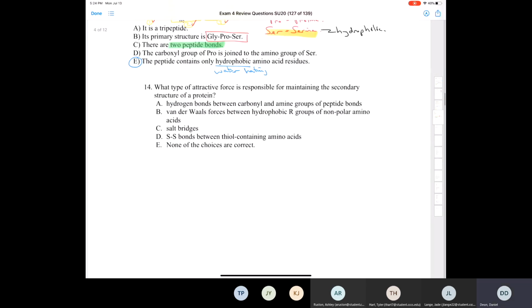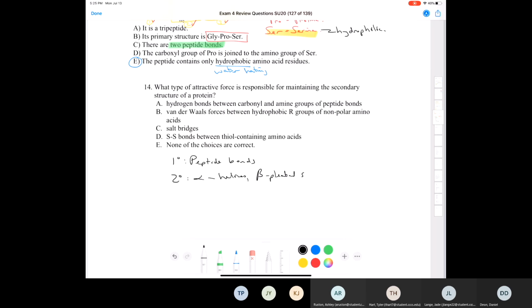Number 14. What type of attractive force is responsible for maintaining secondary structure? I'm going over this many times, but primary structure are the peptide bonds. Not peptides, peptide bonds. Secondary structure is alpha helices, beta pleated sheets.